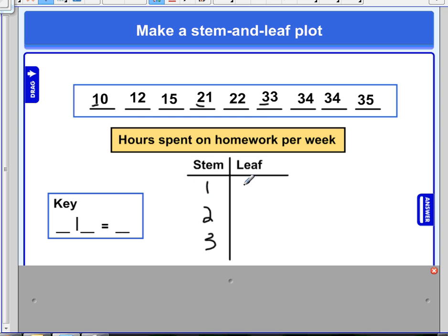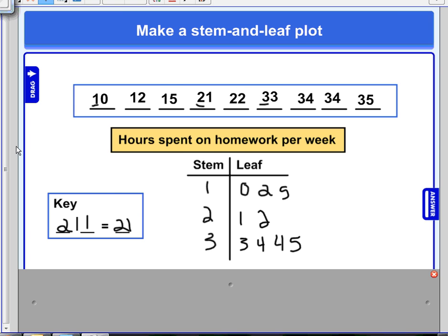Now our leaf, we're going to do 0 for 10, 2 for 12, and 5 for 15. Same with the 20s, we're going to do 1 for 21, 2 for 22, and then the 30s, we're going to do 3 for 33, 4 for 34, and then 5 for 35. All right, and we have to create our key. So in this case, I can just choose one. I'm just going to say 2 | 1 equals 21.